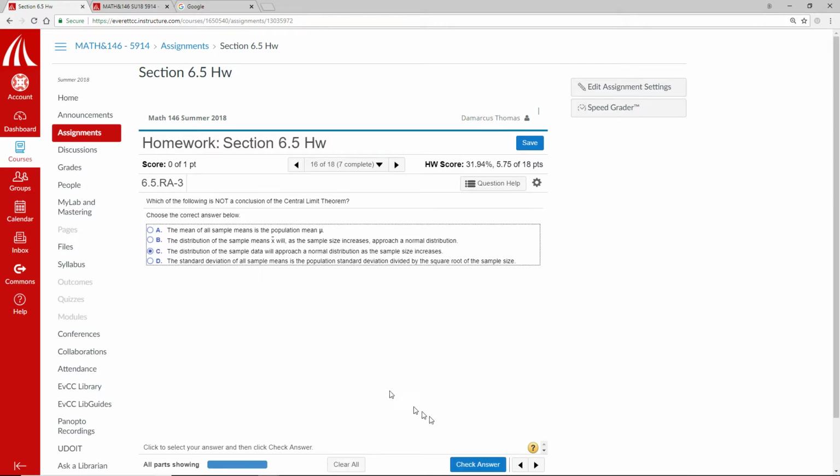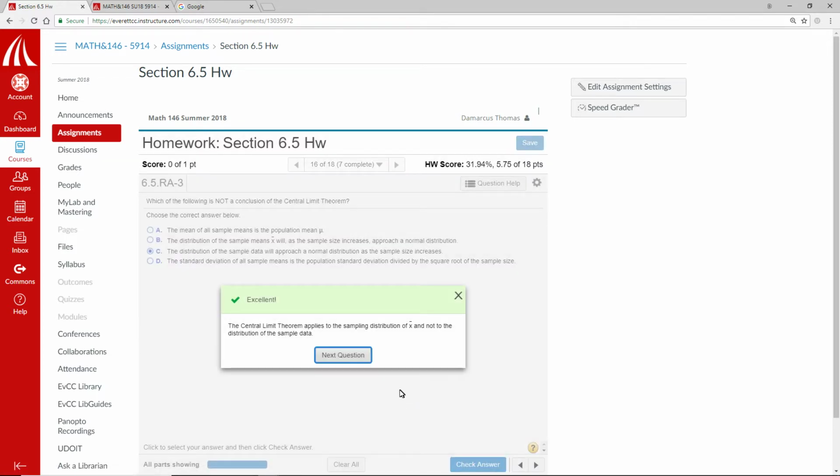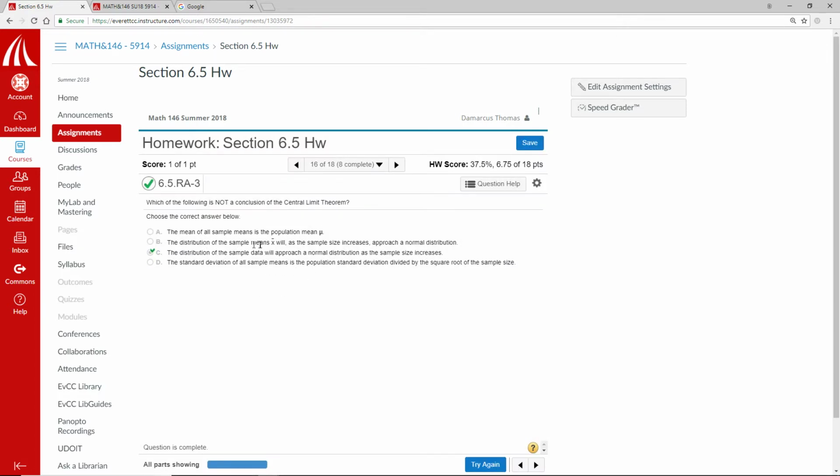I think C is no good. All the other ones seemed good. So there was a little tricky. We don't talk about the sample data. We talk about the sample means. Not the sample data, but the means of the sampling data, which is the sampling distribution there. That was a little tricky.